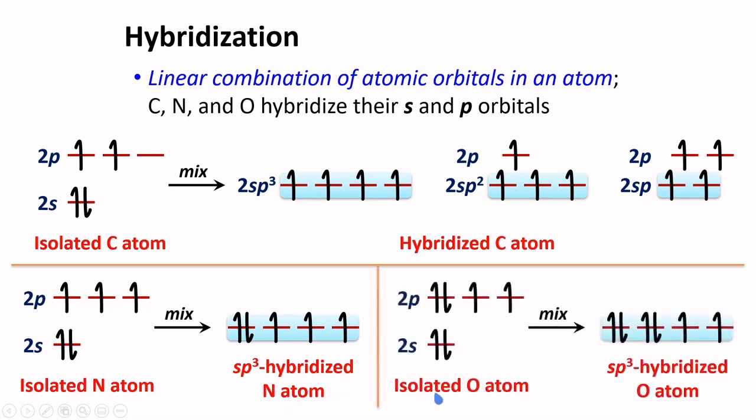In the case of oxygen, upon mixing of the s and p orbitals, you will get 2 lone pairs for oxygen and 2 orbitals that are available for bonding. So oxygen will have 2 sigma bonds.